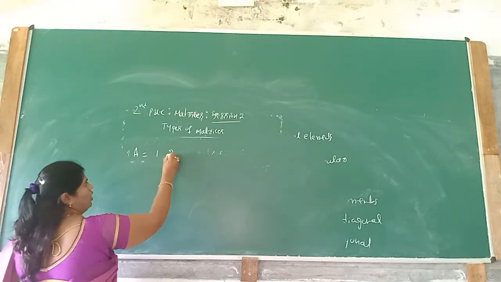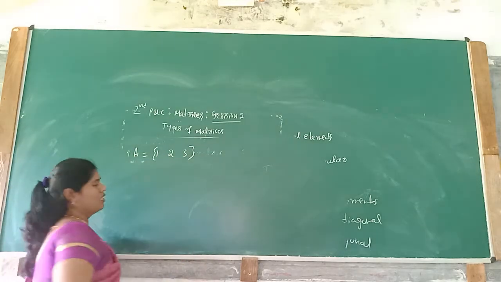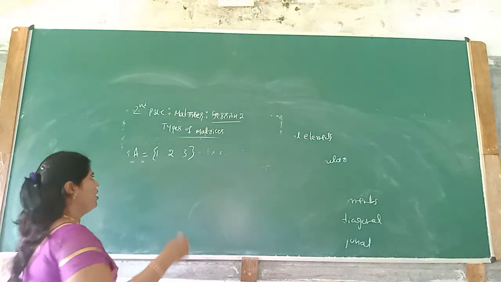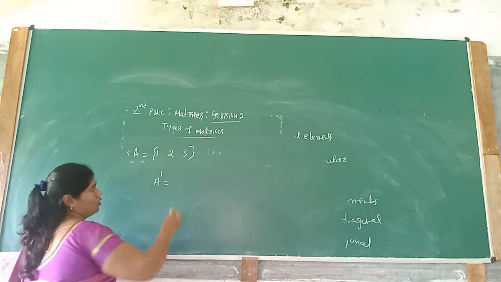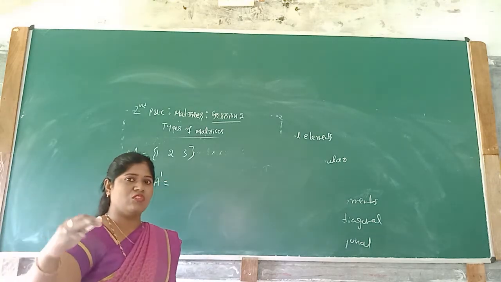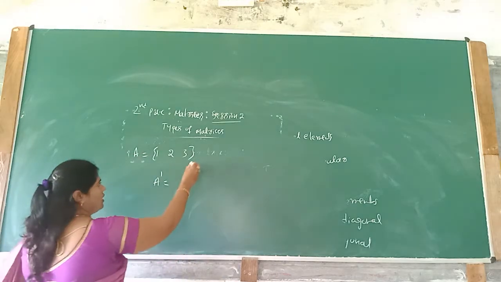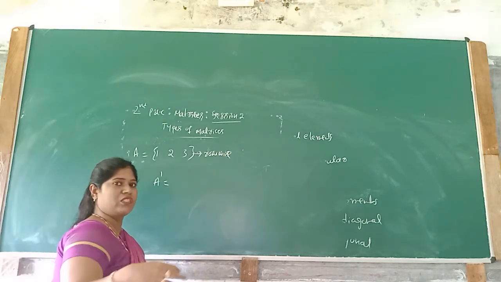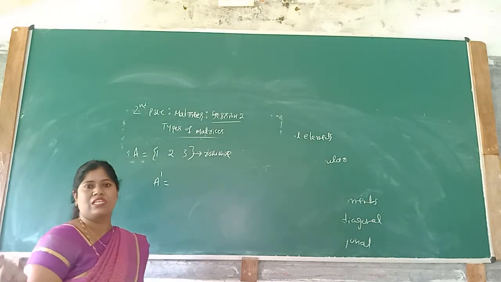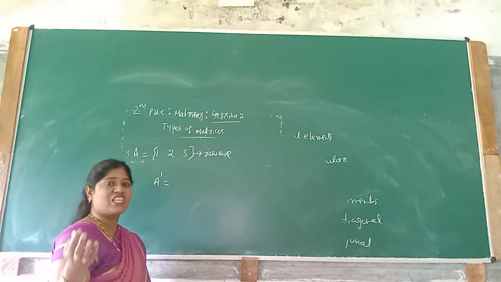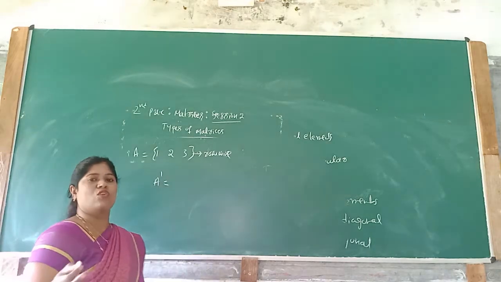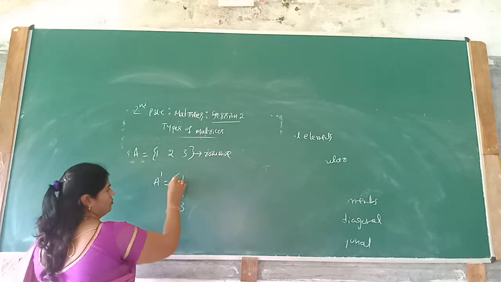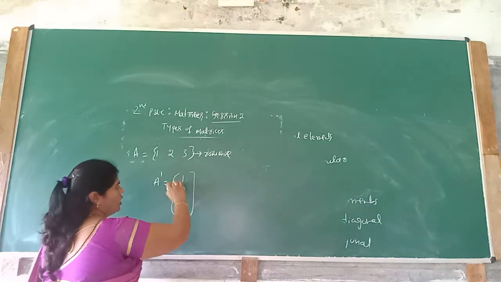A is equal to 1, 2, 3. We have to find out the transpose of this matrix. The transpose is A dash. Now it is written in a row. We have to write it in a column, because the definition of the transpose of the matrix is interchanging of rows and columns. Instead of writing in rows, we have to write it in columns, which is 1, 2, 3. Okay, this one is the transpose of the matrix.